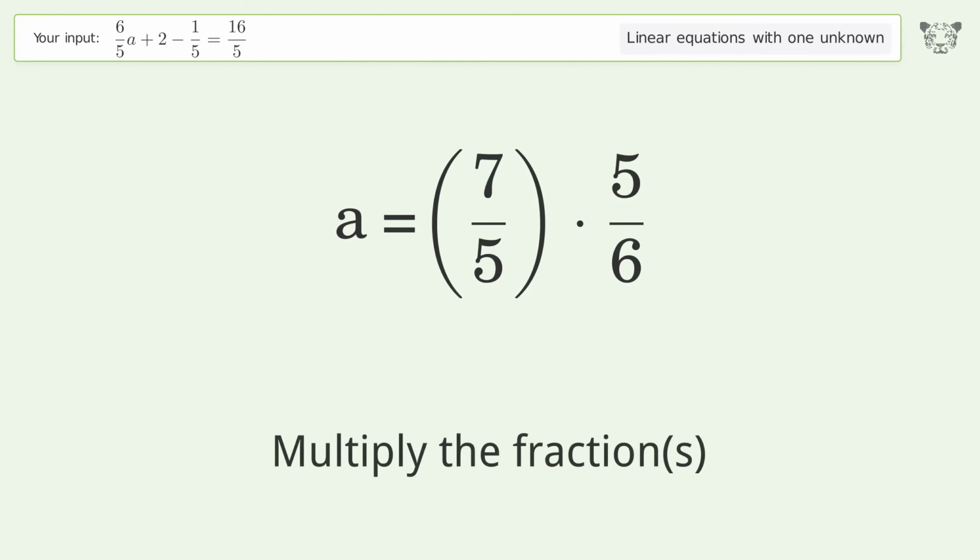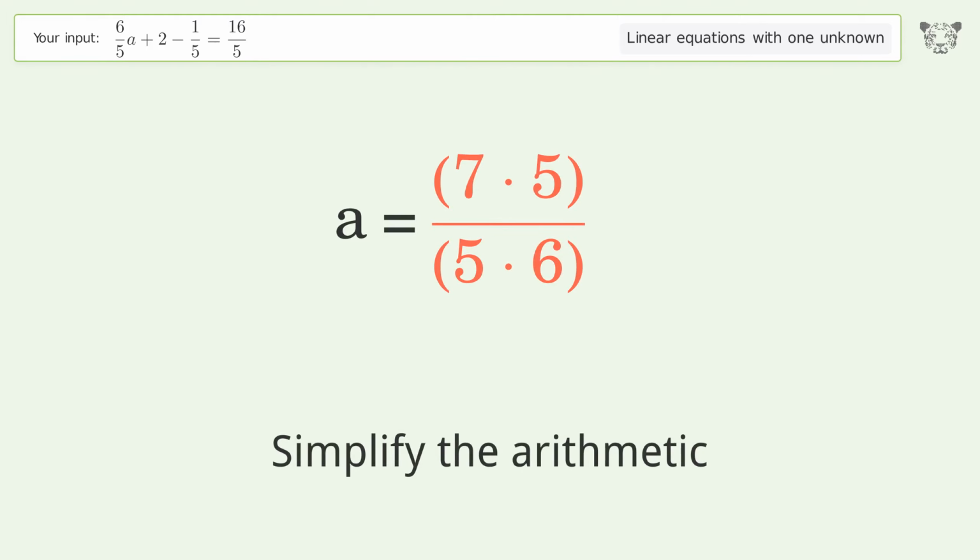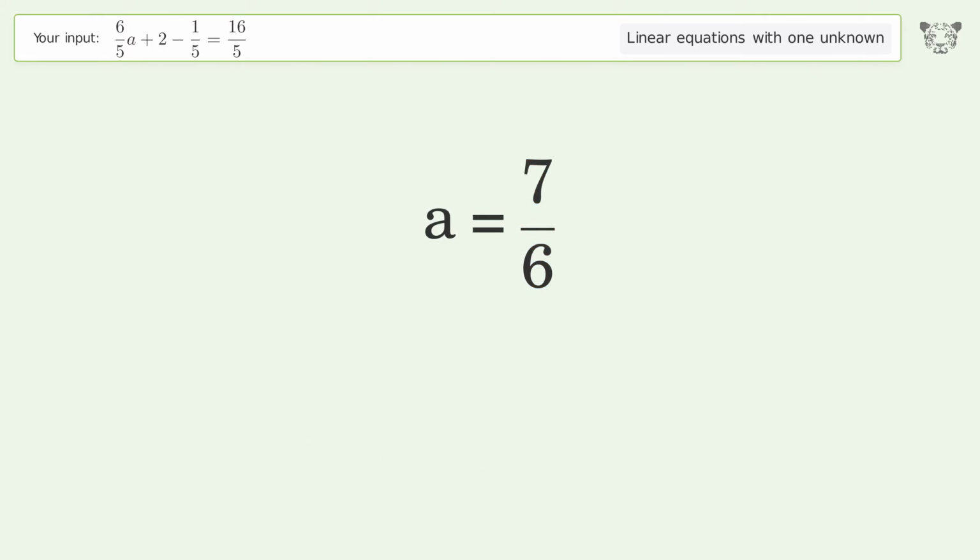Multiply the fractions. Simplify the arithmetic. And so the final result is a equals 7/6.